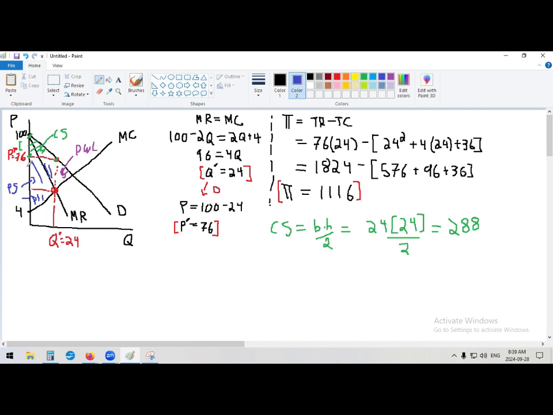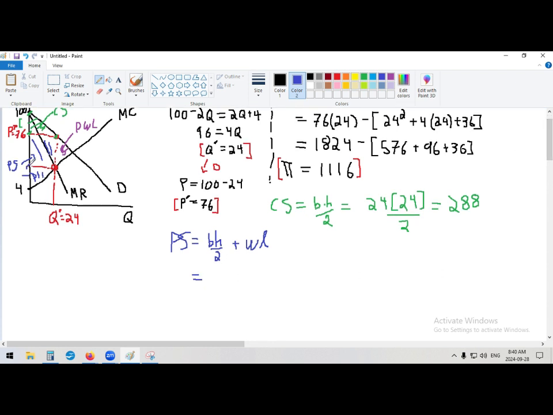Now for producer surplus, we have a triangle down here on the bottom, and we have a rectangle. So that one's going to be a little longer here. So we're going to have the triangle, base times height divided by 2. And then we have the rectangle, width times length. So here for this one, if we look at the triangle here, say, okay, we have the base, which is 0 to 24, but we need to figure out this height here. So we need to figure out this point here.